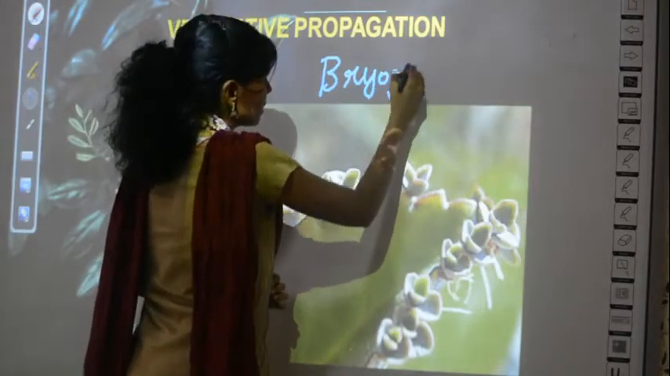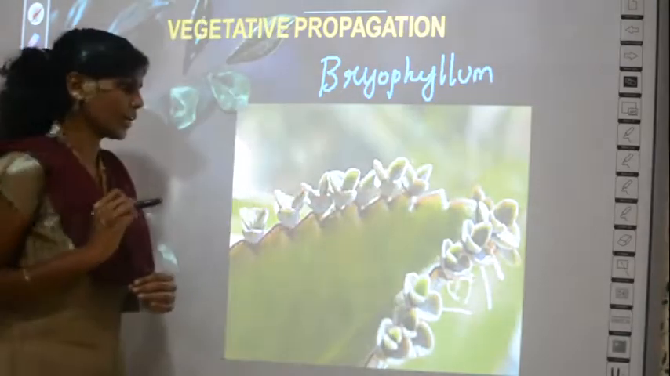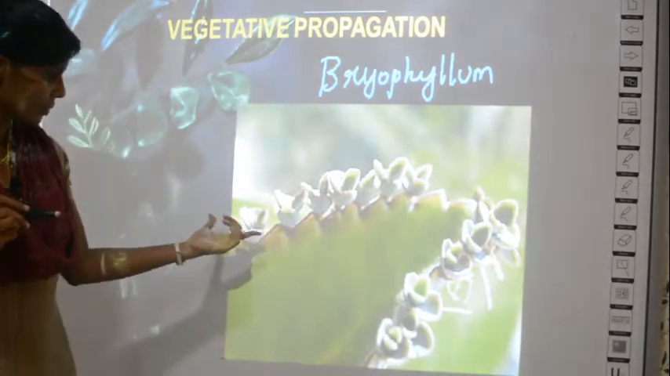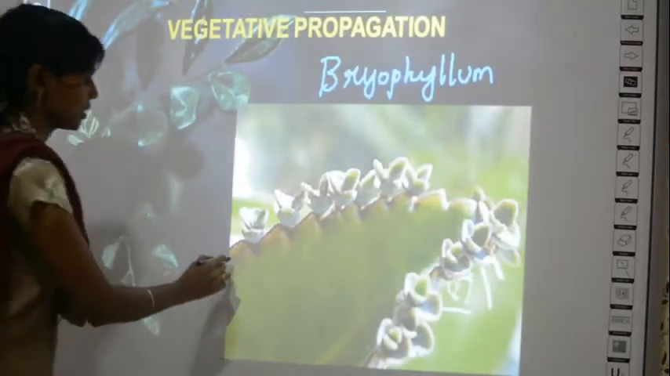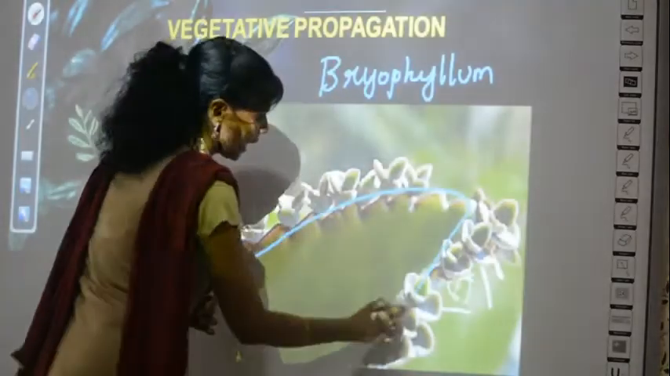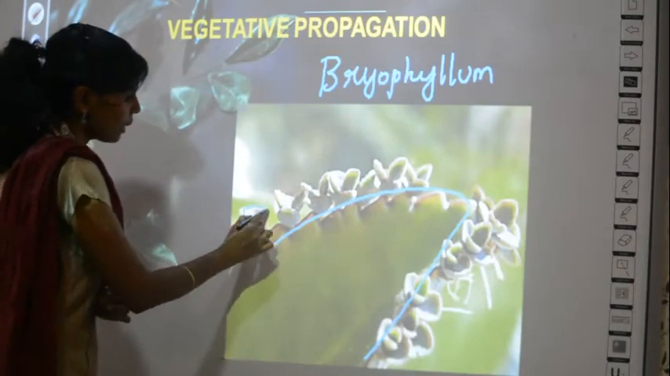The name of the plant is bryophyllum. Okay, what is the speciality? Can you see something different? See, this is the leaf blade. So this is the leaf, and see, from every edge you can see small bud like structures.